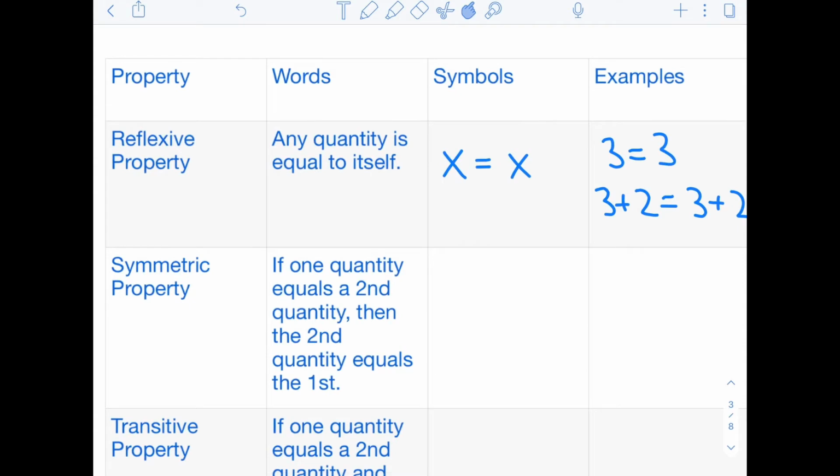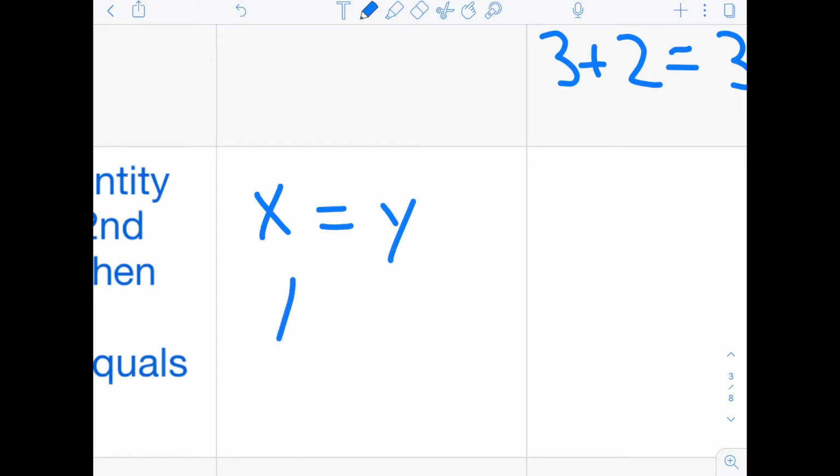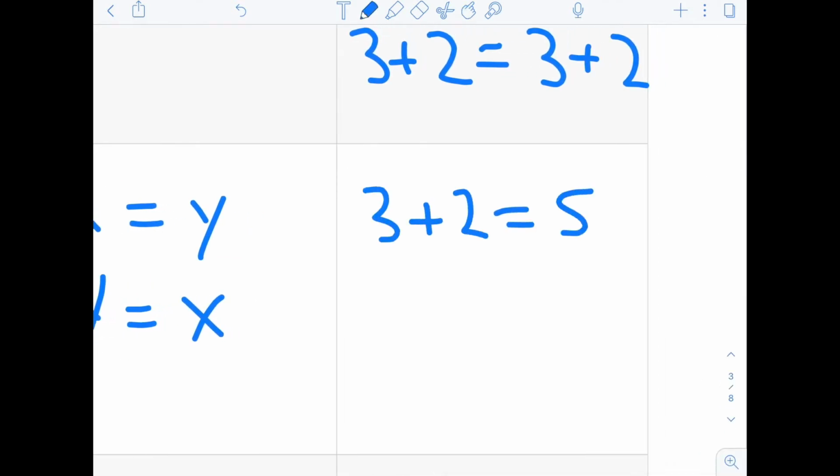Another property is the symmetric property, which is kind of similar to the reflexive property. It says that if one quantity equals a second quantity, then the second quantity equals the first. So basically, if x equals y, then y equals x. So if 3 plus 2 equals 5, then 5 equals 3 plus 2.